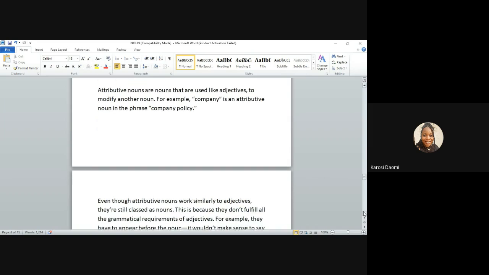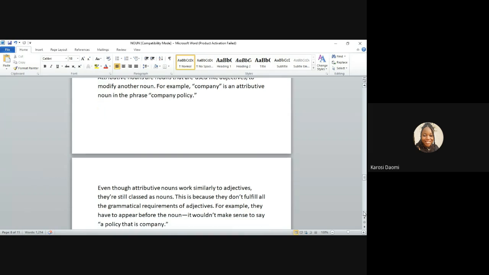Even though attributive nouns work similarly to adjectives, they are still classed as nouns. This is because they don't fulfill all the grammatical requirements of adjectives. For example, they have to appear before the noun. It wouldn't make sense to say a policy that is company. So the reason why attributive nouns are still regarded as nouns and not adjectives is because they don't completely meet the demands of an adjective.